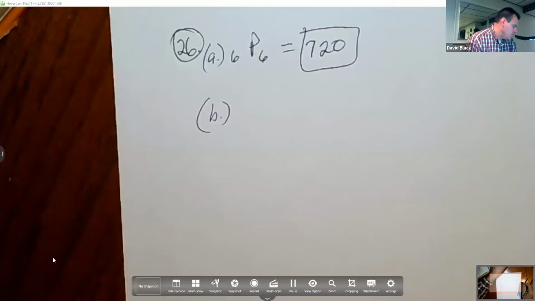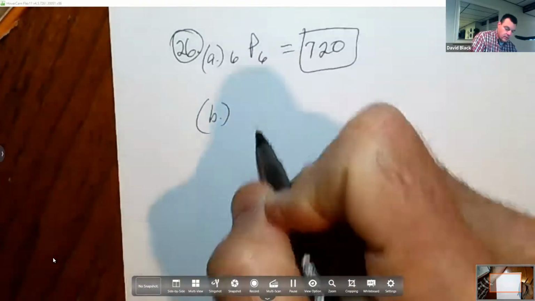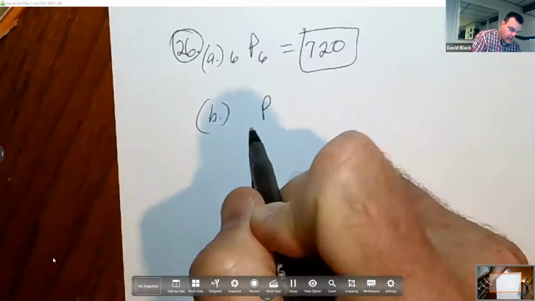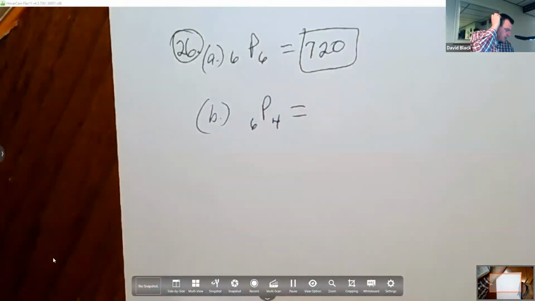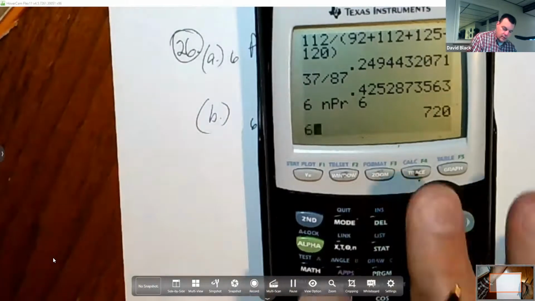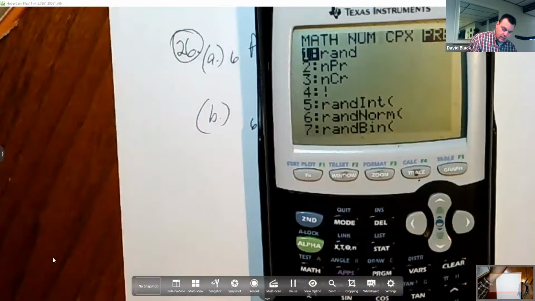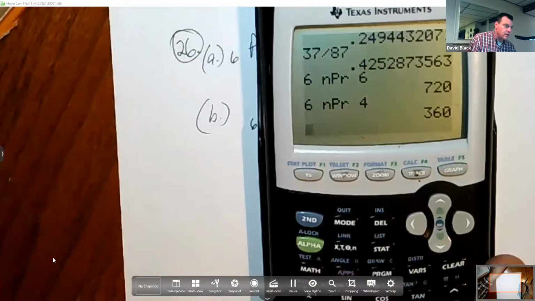Well, on 26B, it's a very similar question. Repetition's not allowed, again. And order still matters because we're still asking about arrangements. The only thing that's different here is we're picking from 6 things, but we're only picking 4. So it'd be a permutation, 6 things 4 at a time. So 6 math permutation 4 is 360.